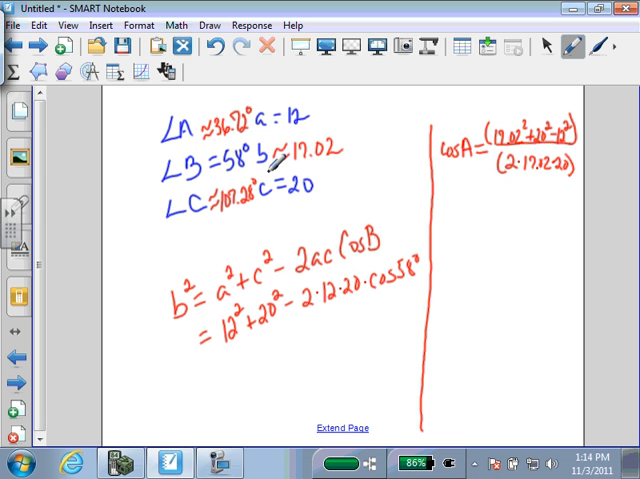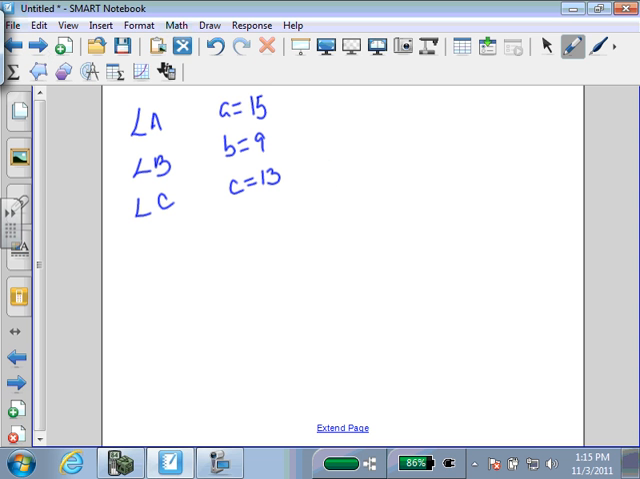I feel pretty good about that because the small side goes with the small angle, the medium side with the medium angle, and the big side with the big angle. So let's try it one more time. Suppose we know 3 sides. Then I'm going to use my law of cosines because I can't use my law of sines.